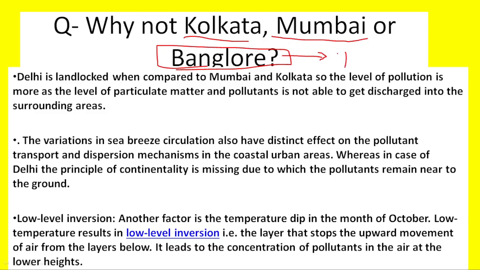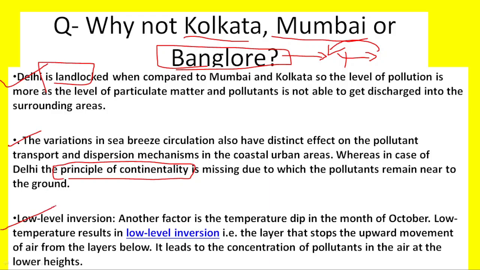and there's a chance for the air to escape into the sea, and fresh air from the sea could enter this land. These are not available. The privilege is not available to Delhi because it is landlocked. This deprives it of the principle of continuity.